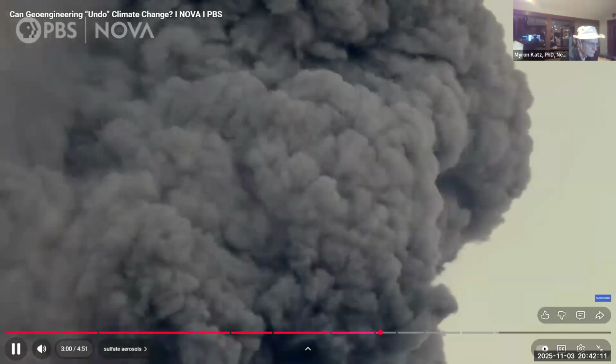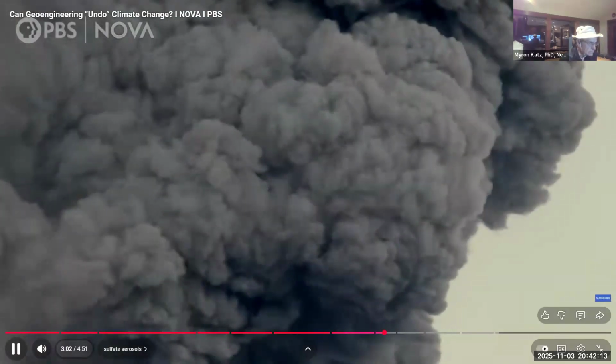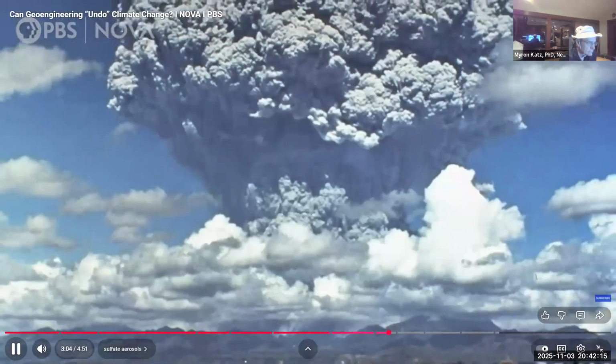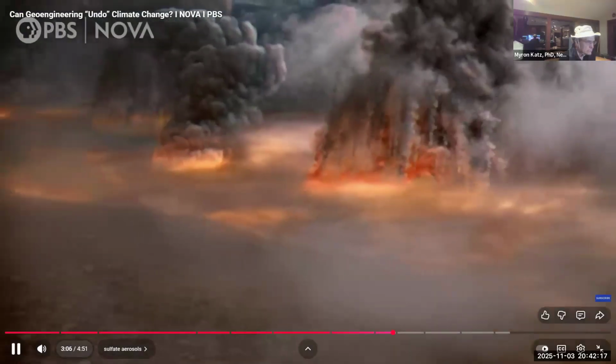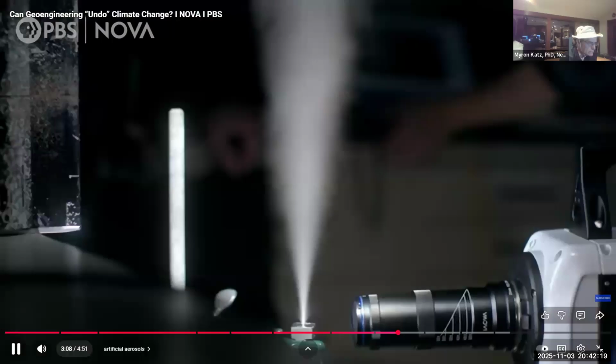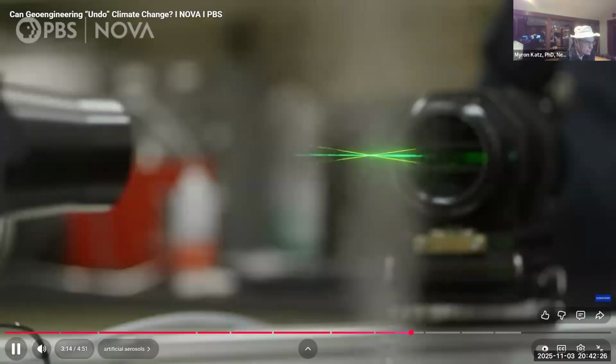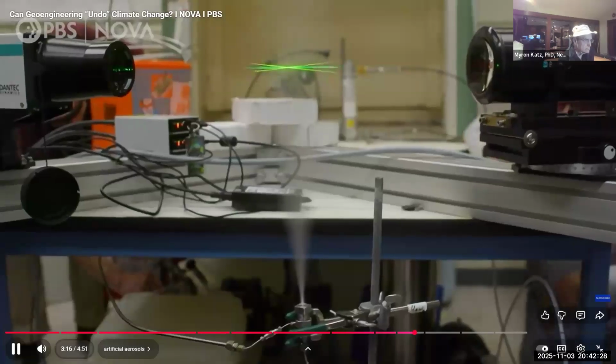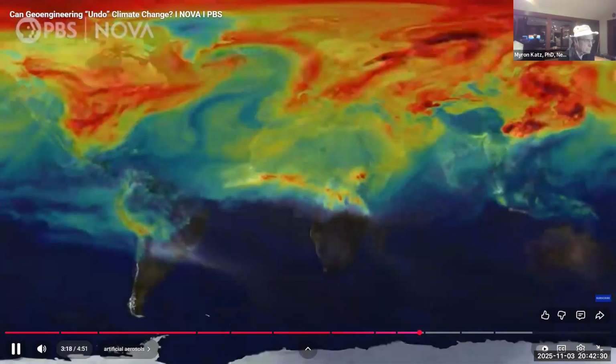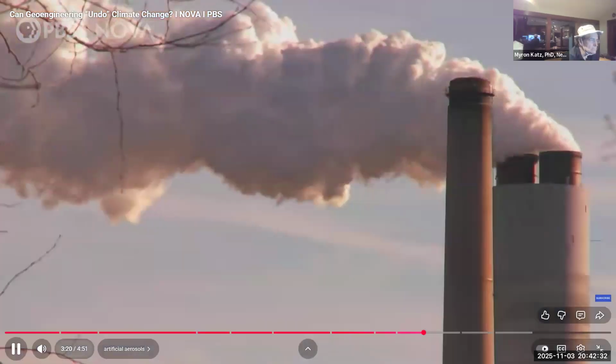Sulfate aerosols resulting from major volcanic eruptions, like Mount Pinatubo in 1991, have done this naturally in the past. We could do this artificially too, by releasing aerosols into the air. Compared to other solutions, it could be relatively cheap and easy, but it only treats one of the symptoms of climate change, not the cause.